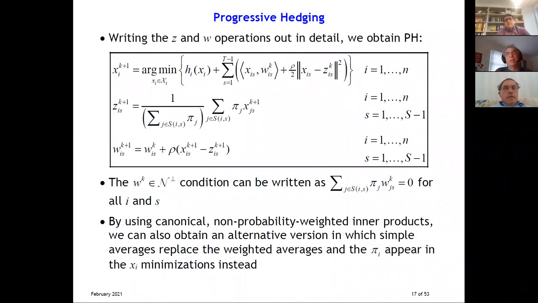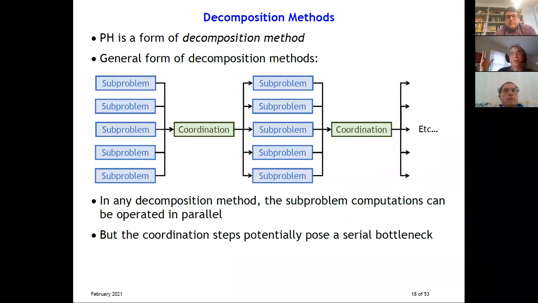So this is a decomposition algorithm, and there are lots of algorithms like this in optimization and operations research. They have the following form. You solve a bunch of subproblems that are more tractable than the original problem; they don't use as much memory, they're a bunch of smaller problems. Then you do a coordination step. Then you solve a bunch of smaller problems again, then you do a coordination step, et cetera. In any decomposition method, the subproblem computations can be operated in parallel, but the coordination steps can pose a serial bottleneck. In general, not so much in progressive hedging, but I'll talk about that in a second.